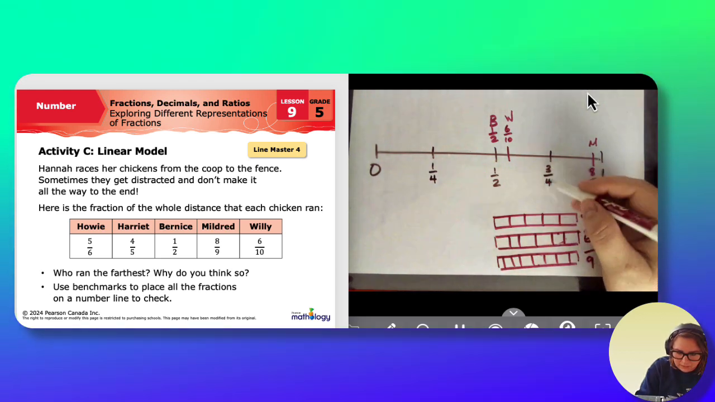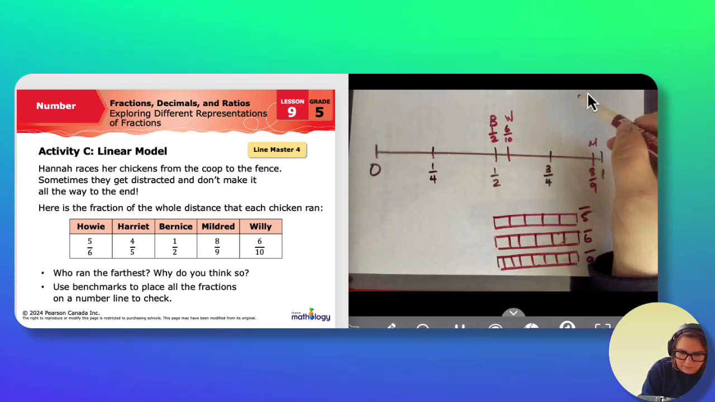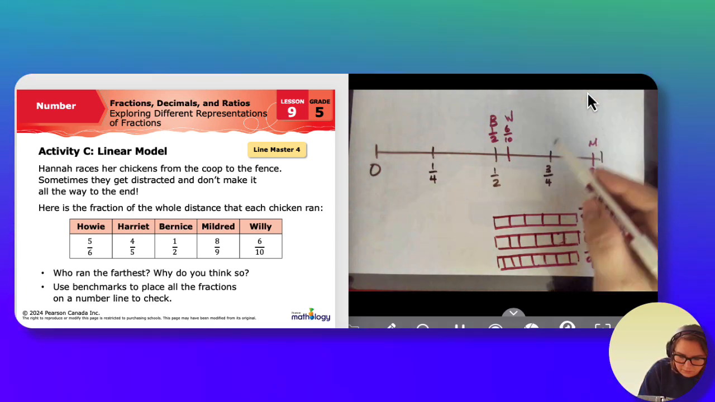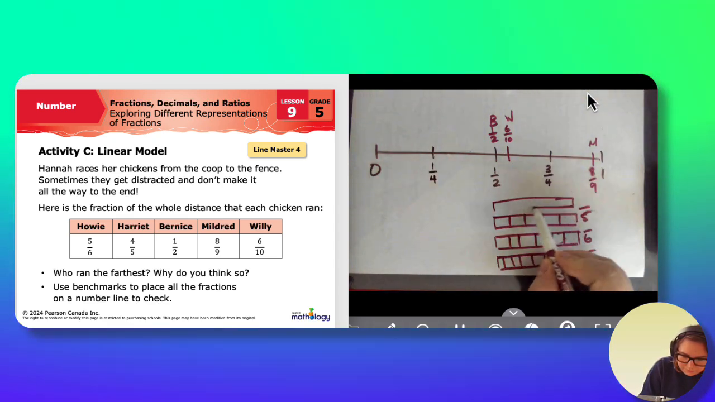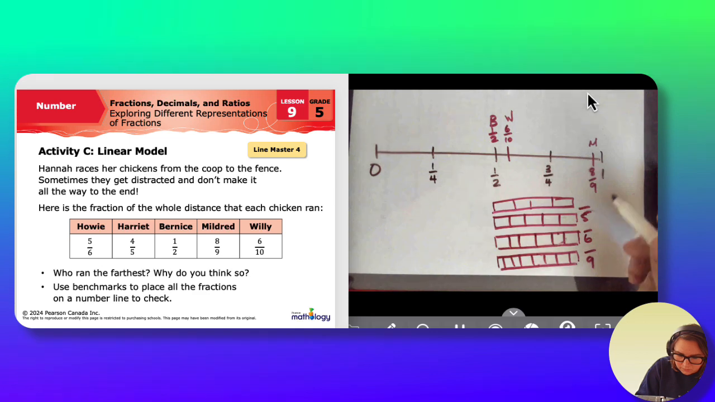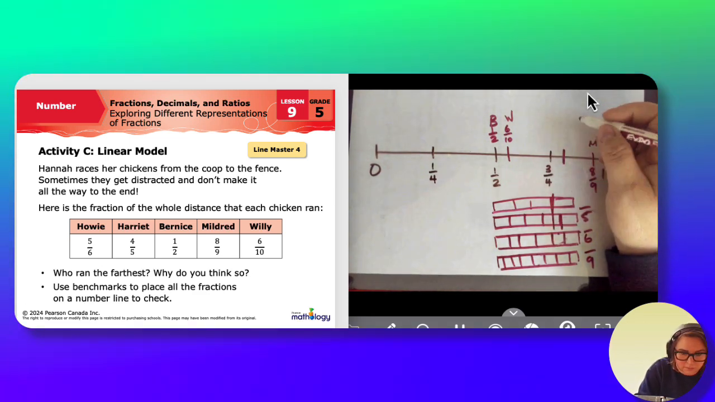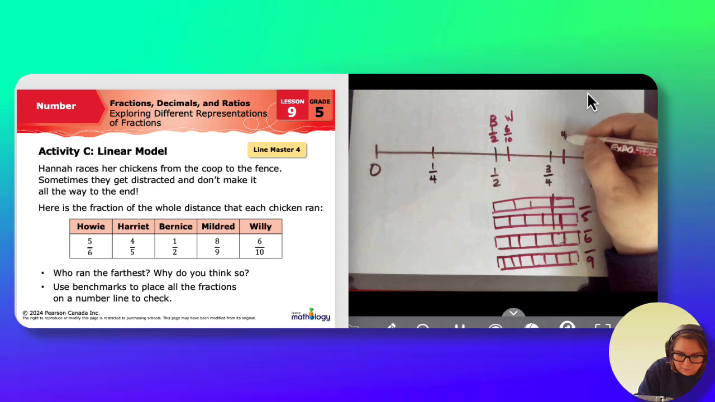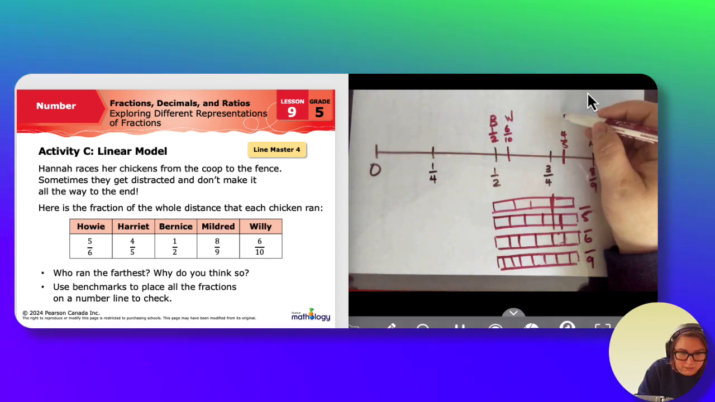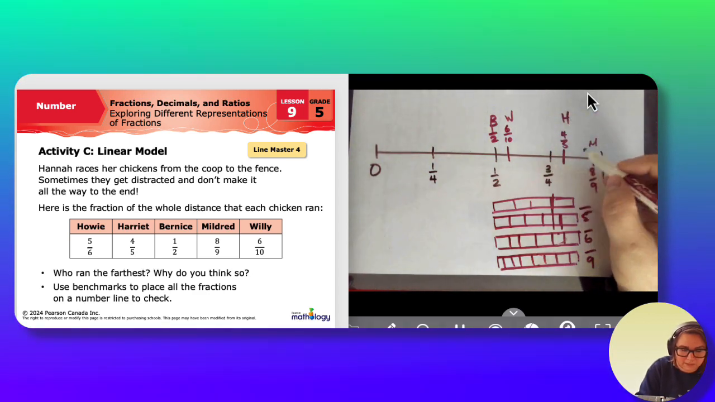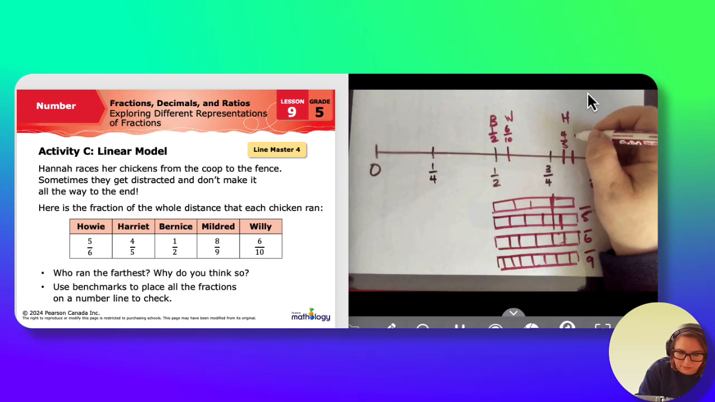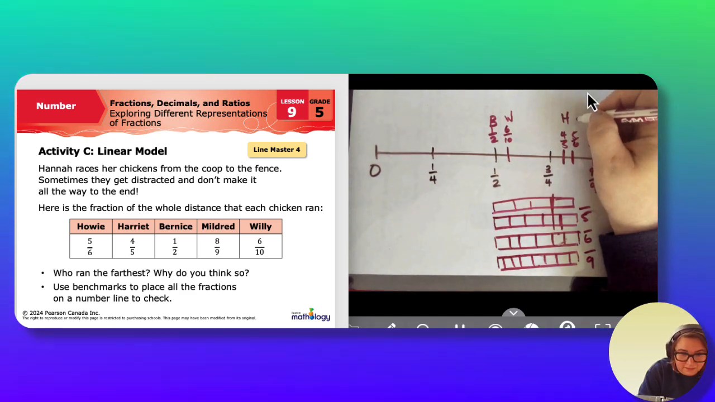Yeah, because if I think about 3/4, if I cut this into quarters, the quarter is going to be here, the fifth is going to be here. So I think this is going to be 4/5, which is Harriet, which means Howie is going to be just a little bit bigger. 5/6.